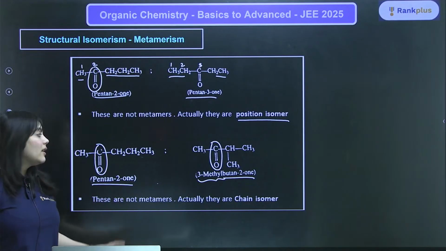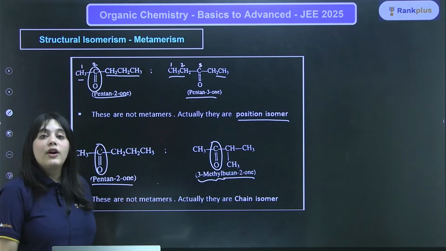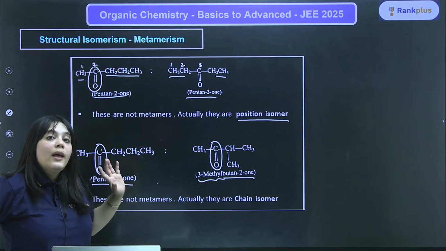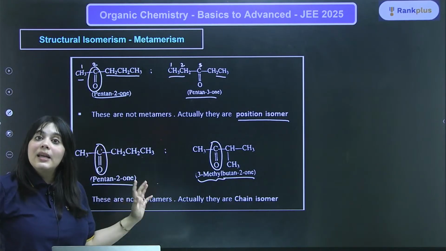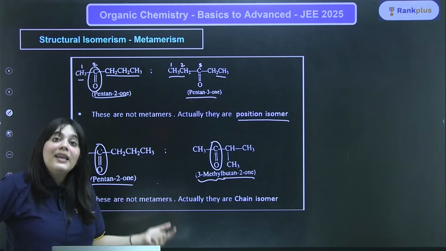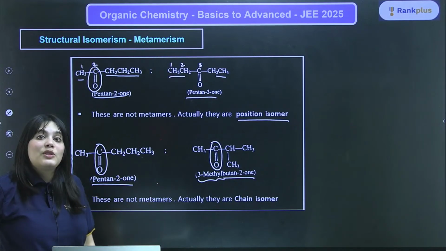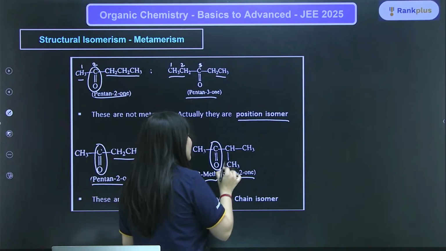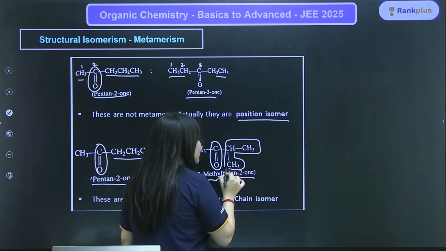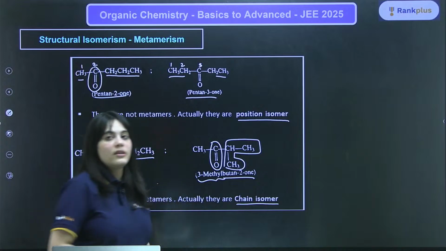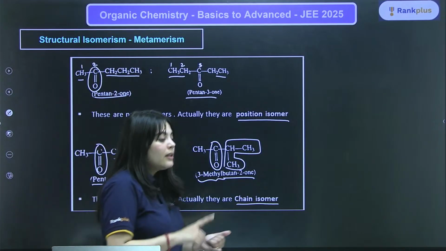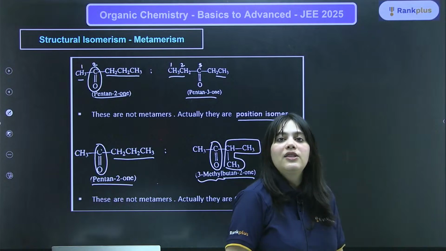So what is changing? You cannot say, "Ma'am, these are functional group isomers." Why? These are not position isomers, because the position of the functional group is the same. So what are they? These are actually chain isomers. Why? Because the chain here is a straight chain and here the chain is becoming branched. Understood the difference between position isomers, metamers as well as chain isomers?